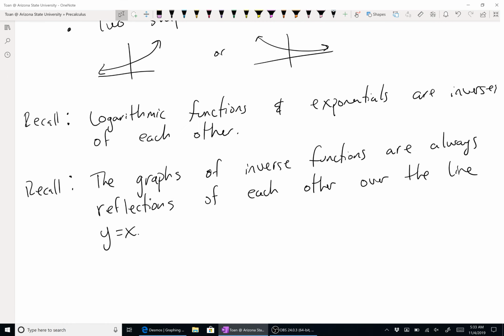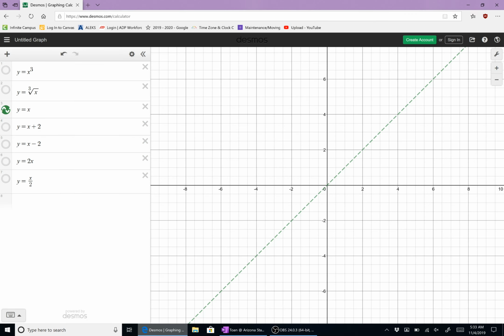So let's take a look at a few graphs here. All right. So I just graphed the line y equals x. And what are some common inverses that we are familiar with? Well, we know that cubing something and cube rooting something are inverses of each other. So if we look at the graph y equals x cubed and y equals the cube root of x, as you can see, they are indeed reflections of each other about the line y equals x.